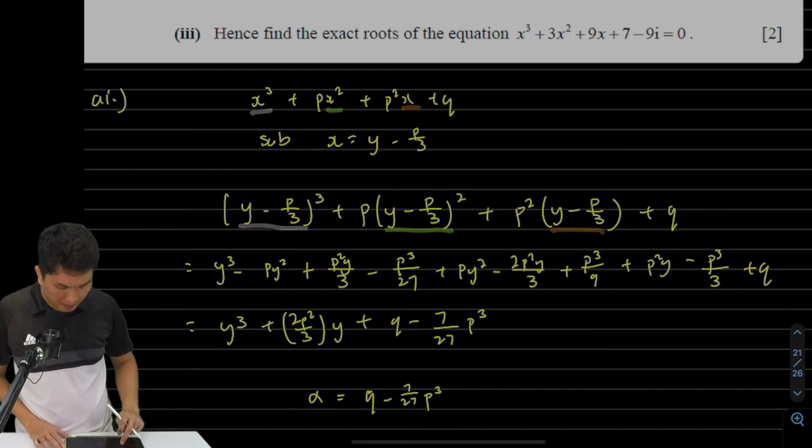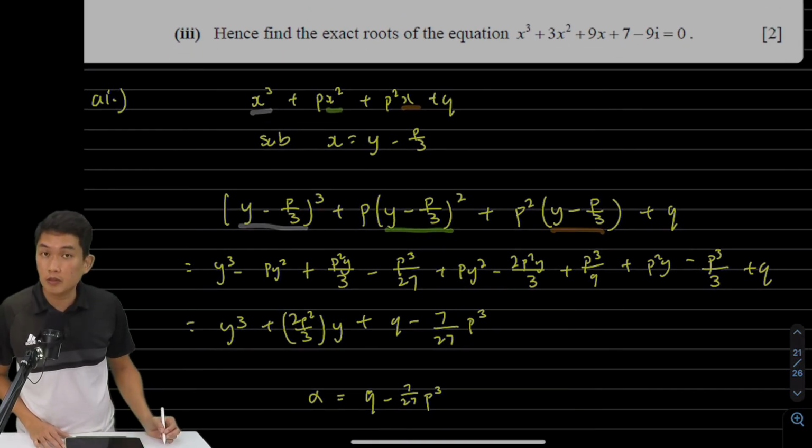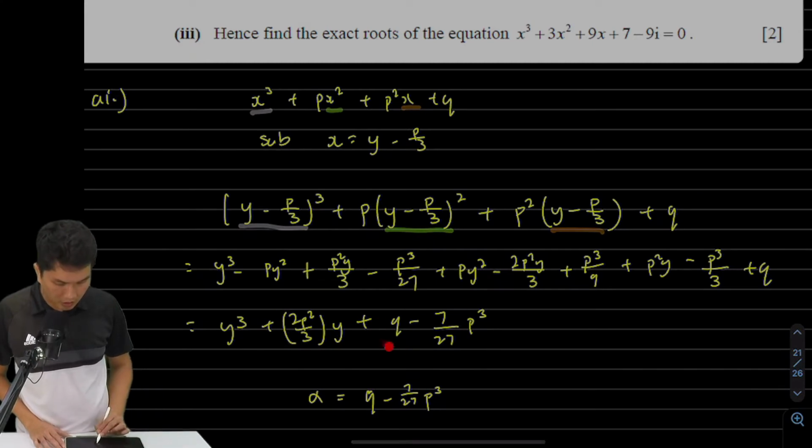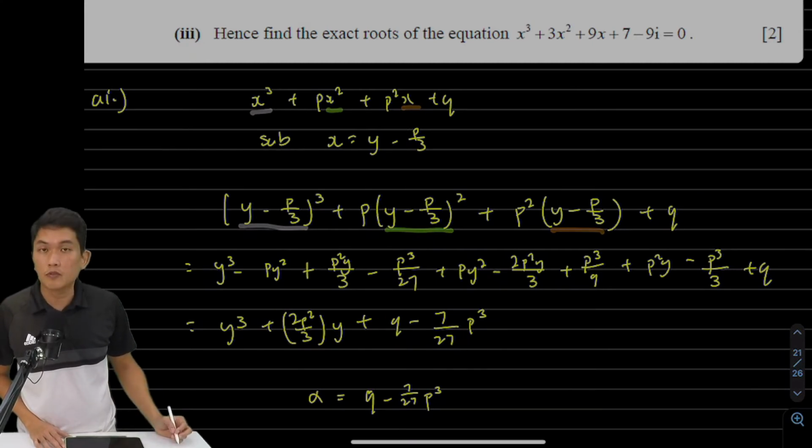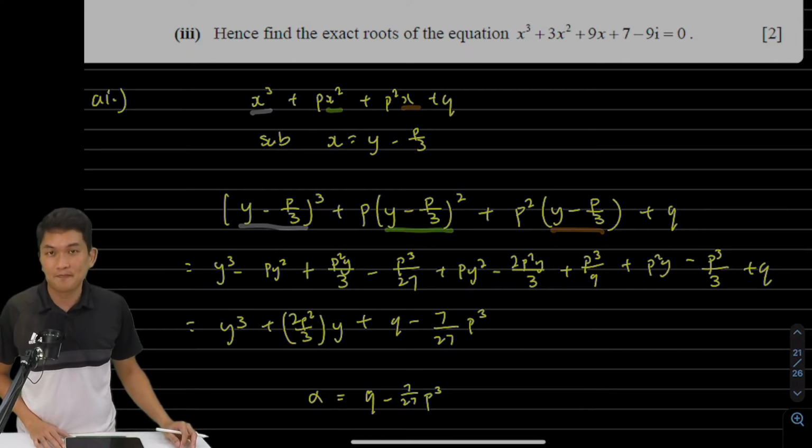Ultimately, this will be the answer. You get a cube term, you get a linear term multiplied by 2p squared over 3, and then this is your constant term, q minus 7 over 27 p cubed, and that is the answer for part 1.